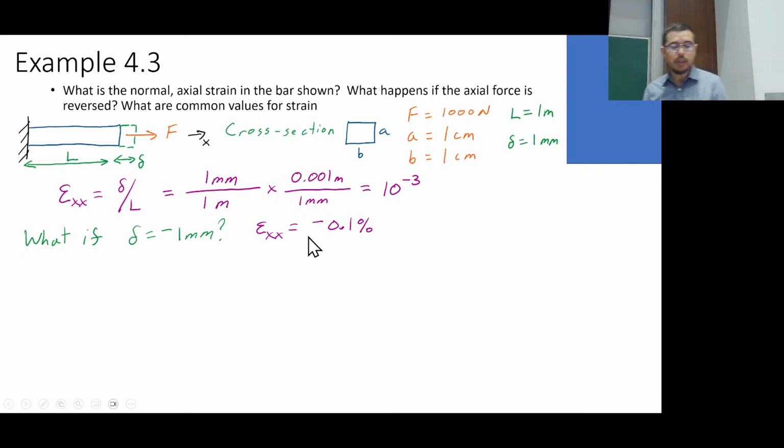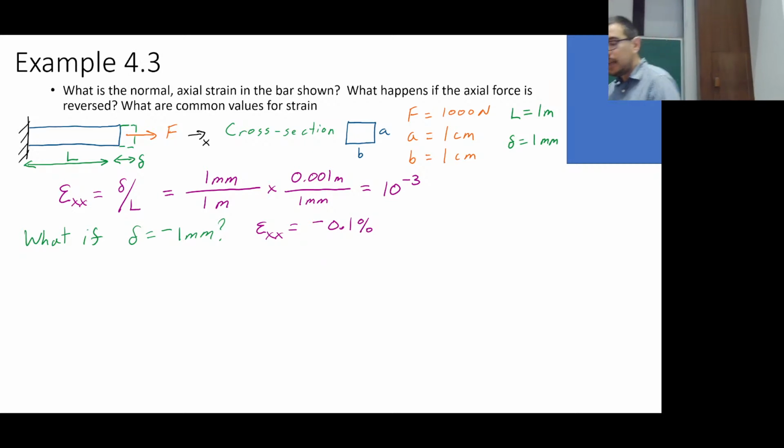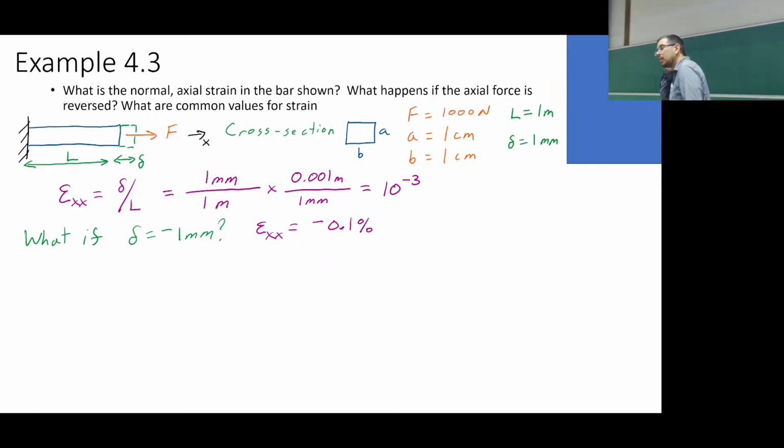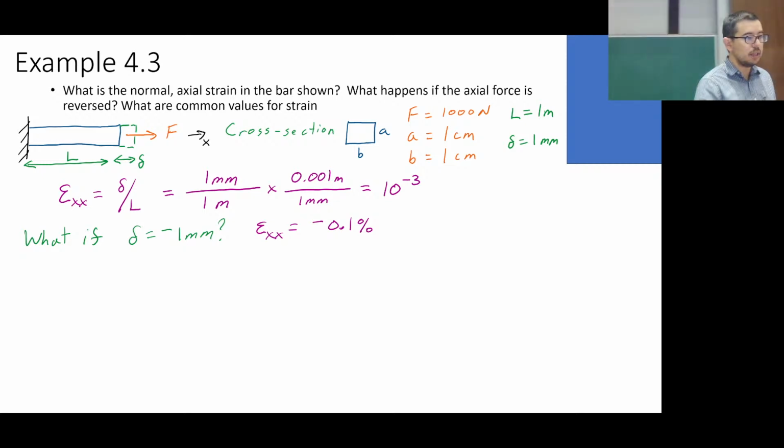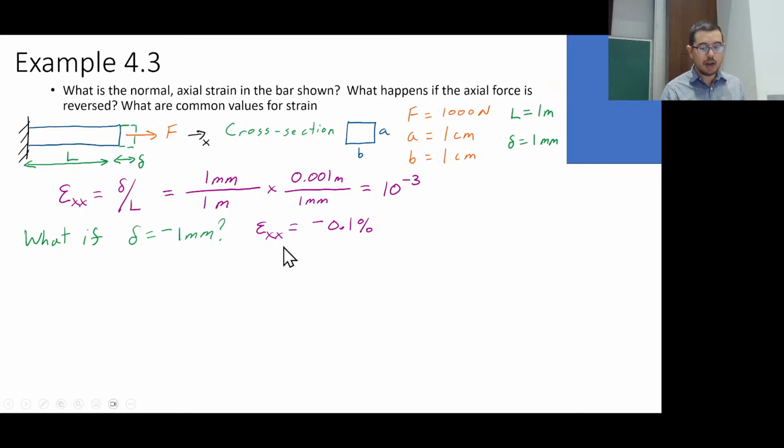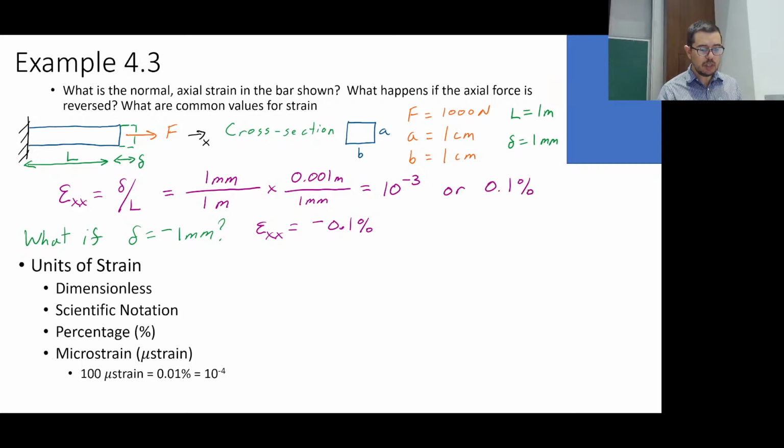Often strain is reported in a percent, or it's reported in microstrain. If delta was the opposite, then the strain would be opposite as well. So units of strain: dimensionless, we use scientific notation, we use percentage, we use microstrain. So 100 microstrain is equal to 0.01%, or equal to 10 to the minus 4.